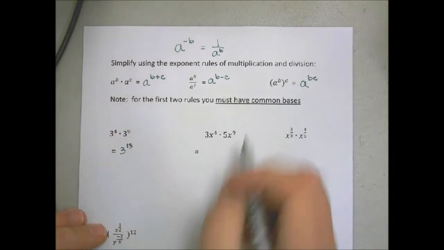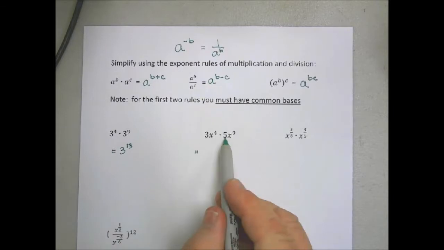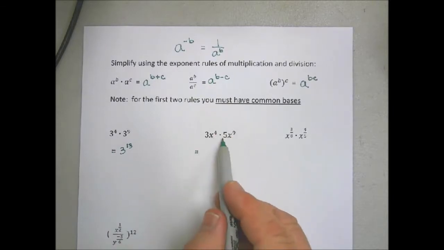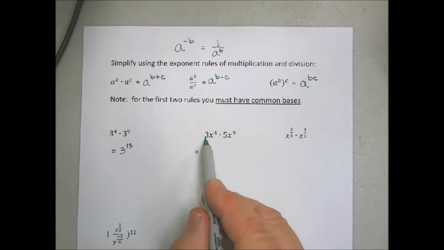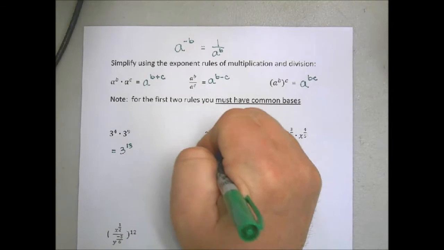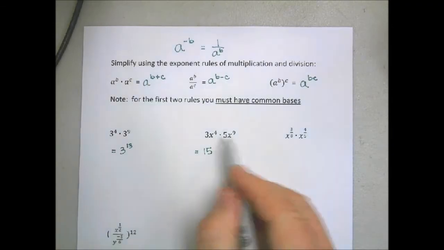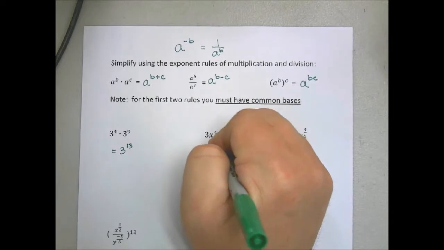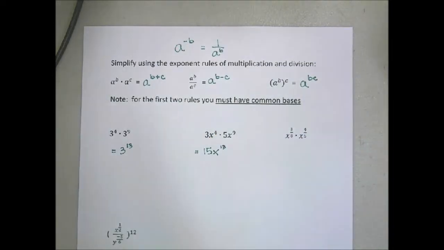Now, here, the numbers aren't the bases. X is the base. 3 and 5 are the leading coefficients. So you actually do multiply them. 3 times 5 is 15. X to the 4th times x to the 9th would be x to the 13th power.